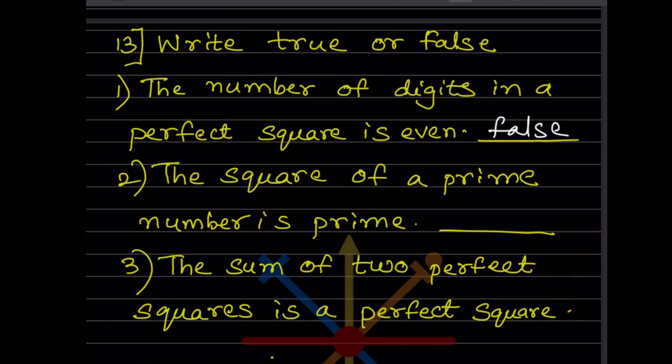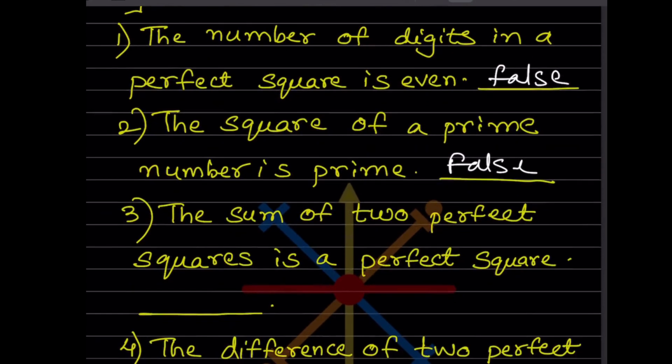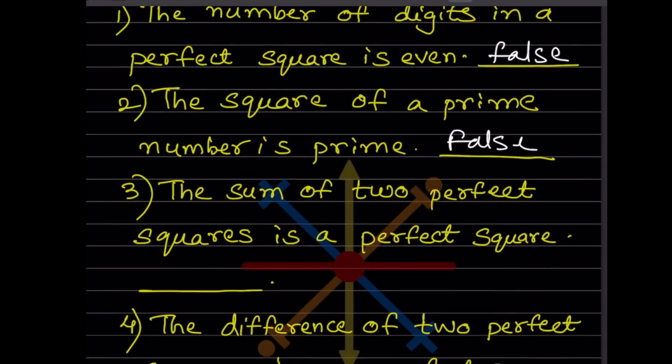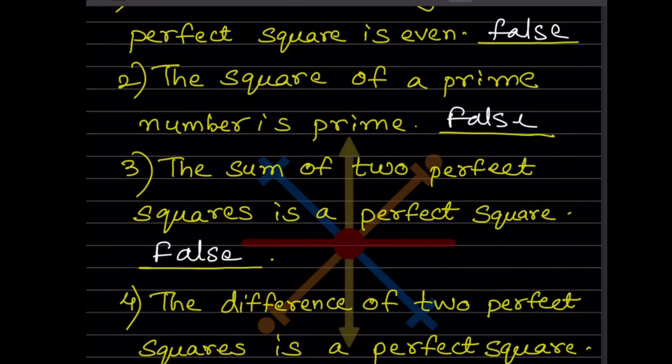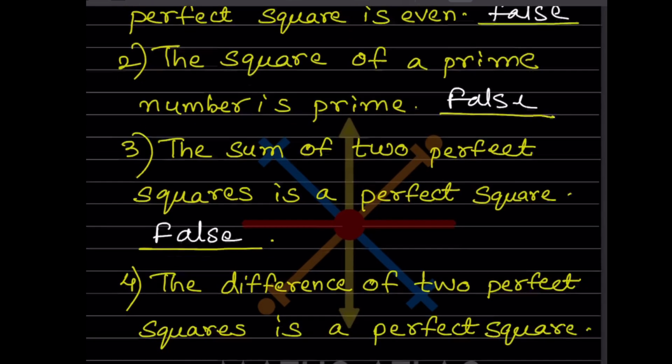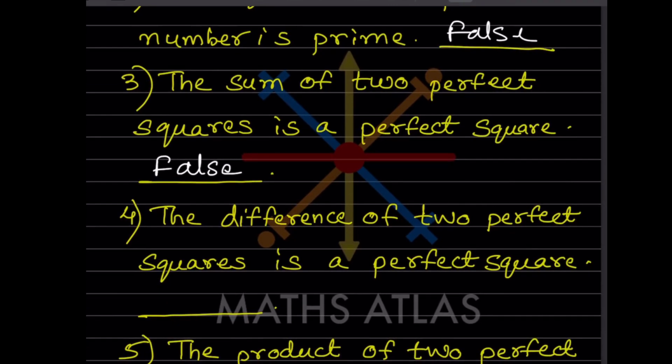So this is false. The sum of two perfect squares is a perfect square. So this is going to be false because it is not always possible. In some cases it can be, but it's not always possible. The difference of two perfect squares is a perfect square. Again, this is false because it is not always possible.